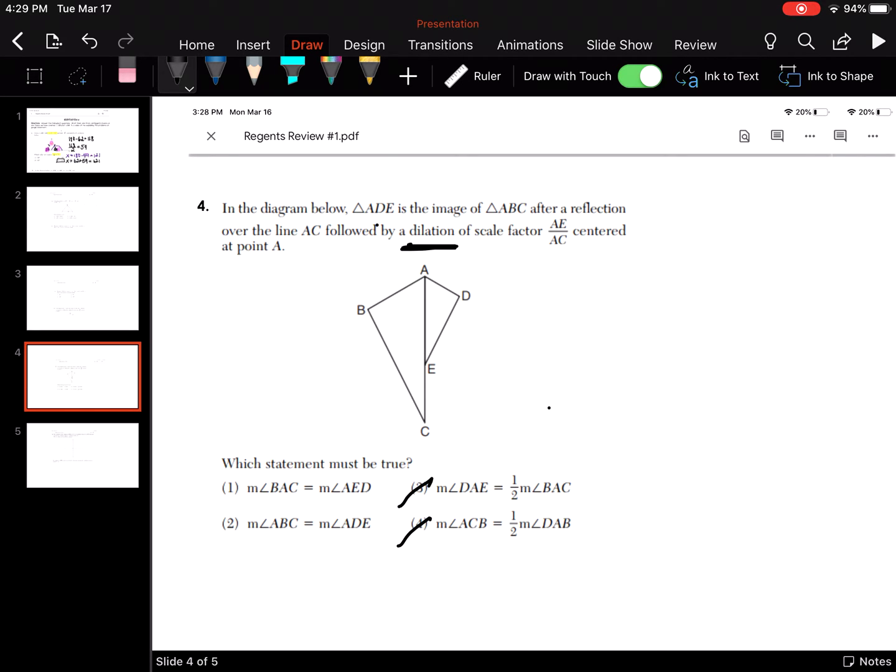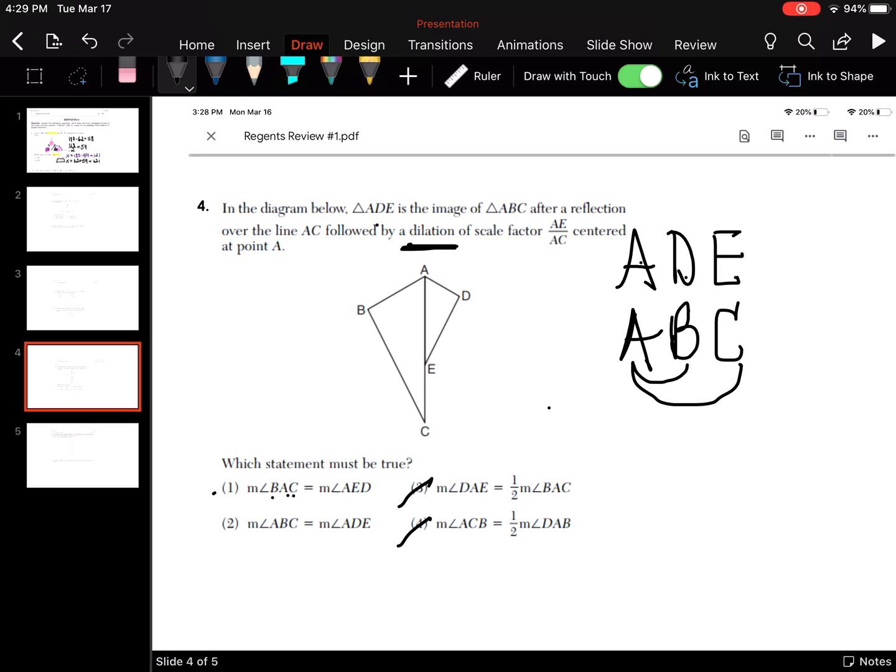The question here is which angles are the congruent ones. So remember, I always like to look at the letters from the name of the triangles because I know that A corresponds to A, D corresponds to B, and E corresponds to, whoops, it should be triangle ABC. So E corresponds to C. So choice 1 says BAC, so it goes BAC. So 1, 2, 3. So that would correspond to DAE, which is not what choice 1 says.